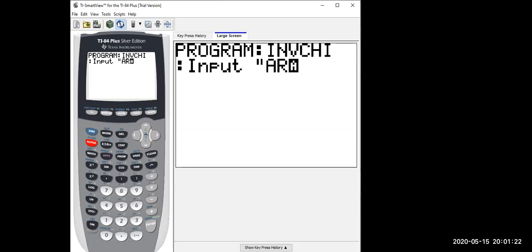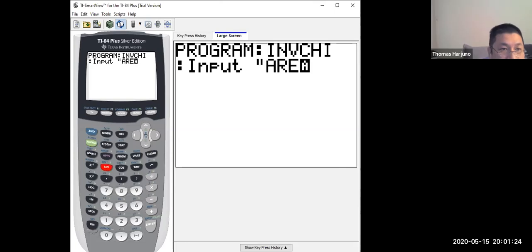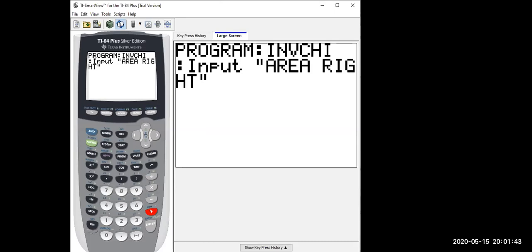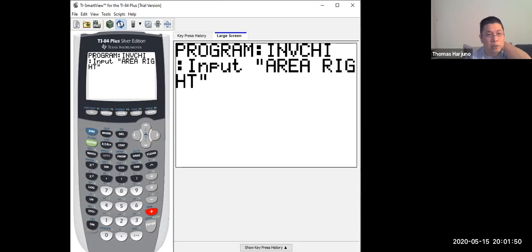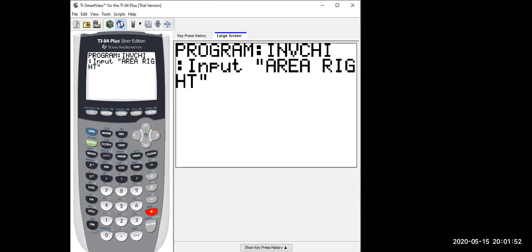So let me go on area, and then space is here, right? Where's my R again? And then colon. Which sign did you press for space in this case? Above 0, that's the space. Okay, gotcha.